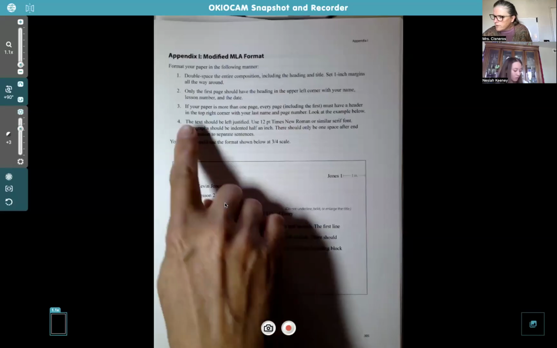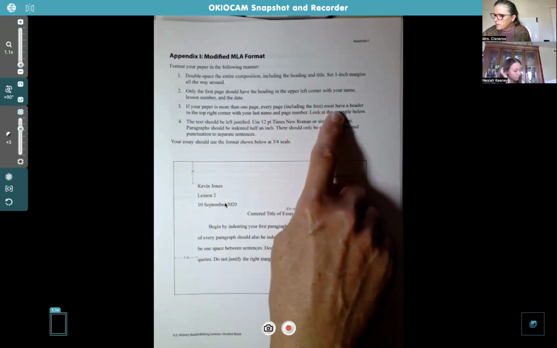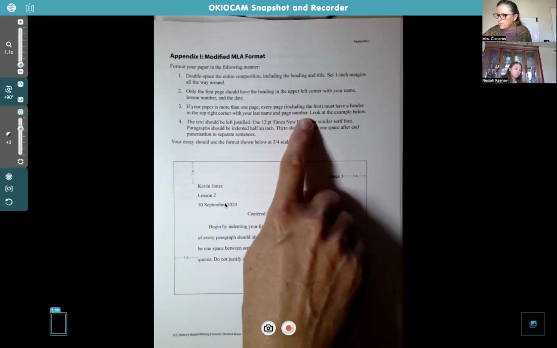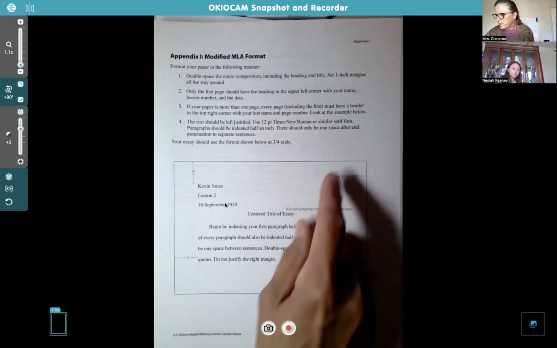Going back to page 305, where it shows that format, I'm just going to finish reading those. Number 3 says, if your paper is more than 1 page, every page, including the first, must have a header at the top corner with your last name and page number. So later you will need that. For this week's assignment, it's only 1 page, but eventually you're going to do more than 1 page.